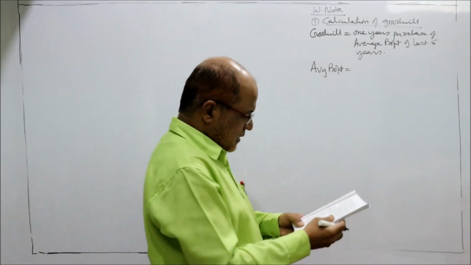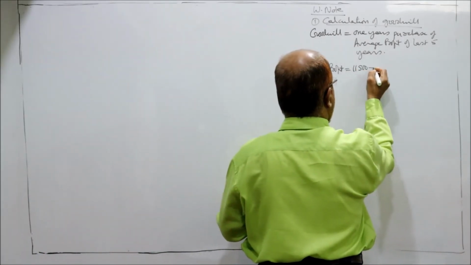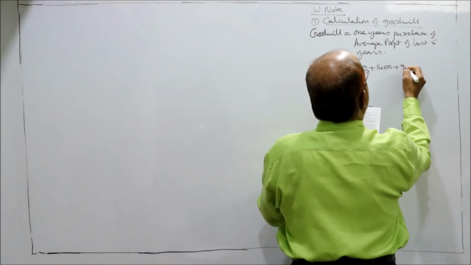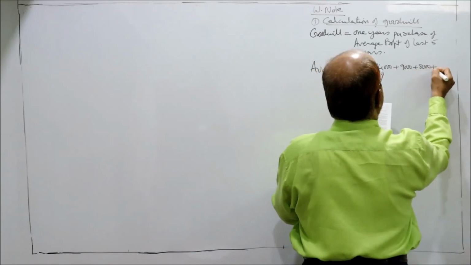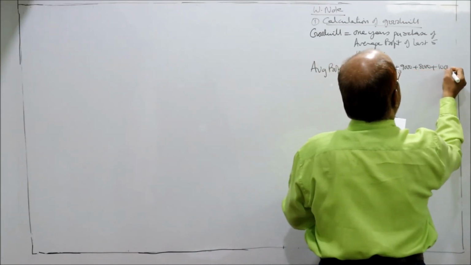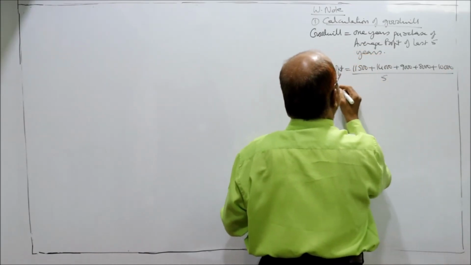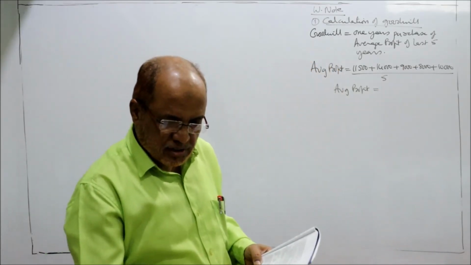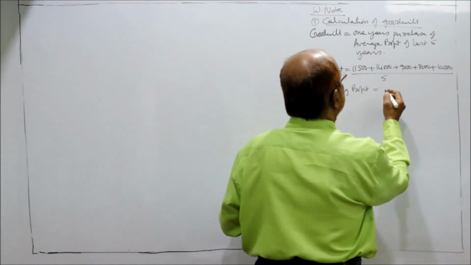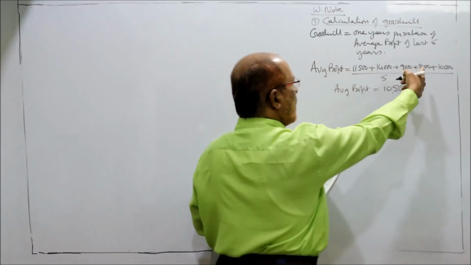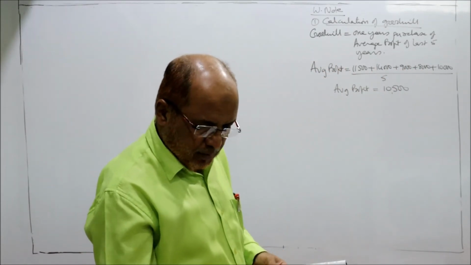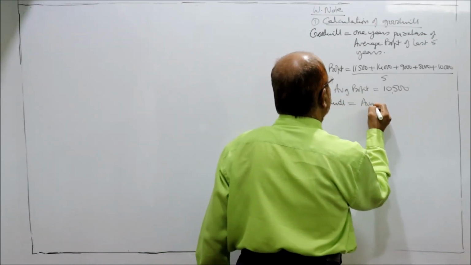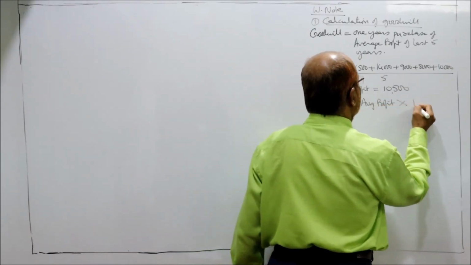Profits kya diya hai dekhe? 11,500. Average profit is equal to 10,500. सबको add करके divide by 5 कर देंगे, 10,500 average profit. Goodwill is equal to 1 year.